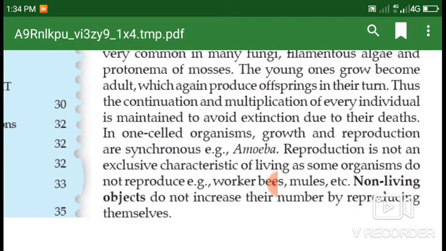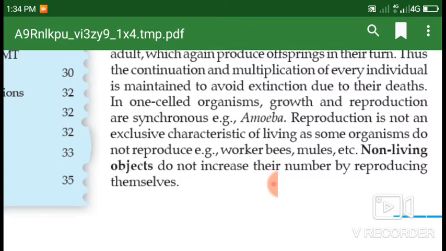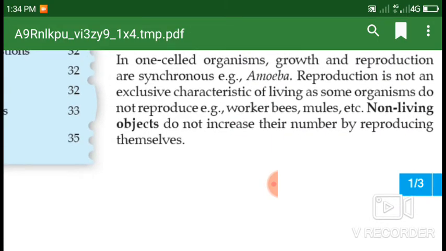In unicellular organisms, growth and reproduction are synchronous. Reproduction is not an exclusive characteristic of the living, as some organisms do not reproduce, such as sterile worker bees and moths. Non-living objects do not increase their numbers by reproducing themselves.